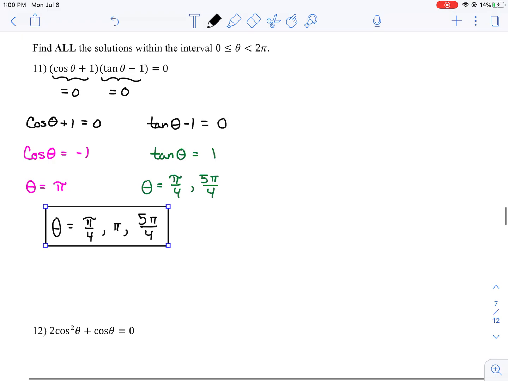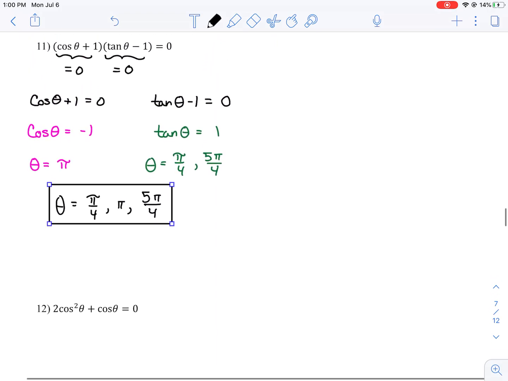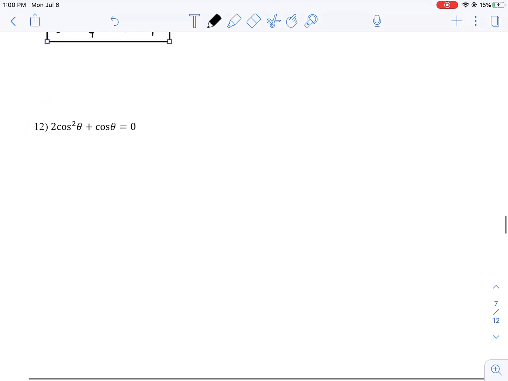Okay, next example. 2 cosine squared theta plus cosine theta is equal to 0. In the previous example, the equation was in factored form. In this example, it's not in factored form. And I know that because we don't have a product of two factors here, we have a sum of two terms. But what I notice is that you can factor a cosine theta from each term.